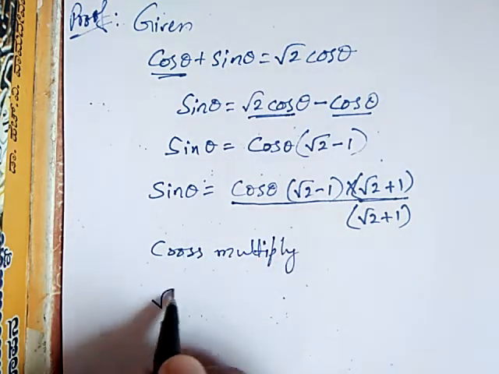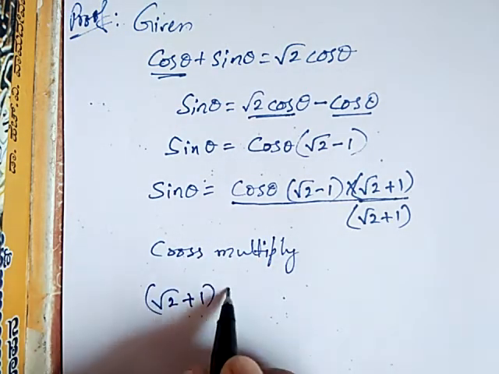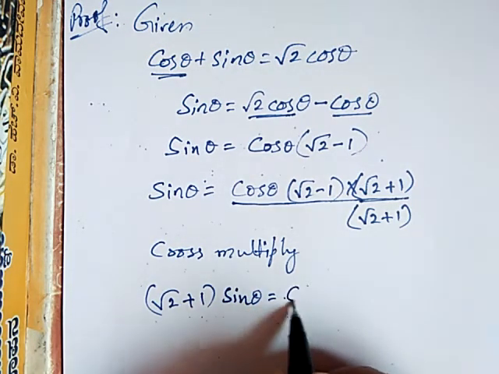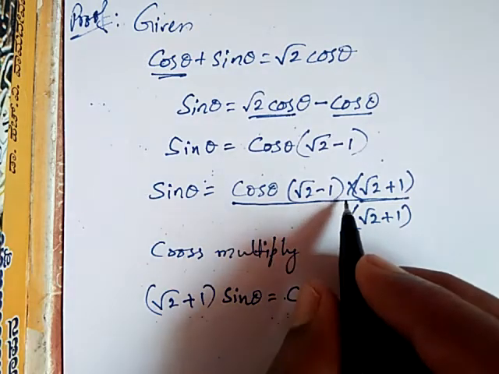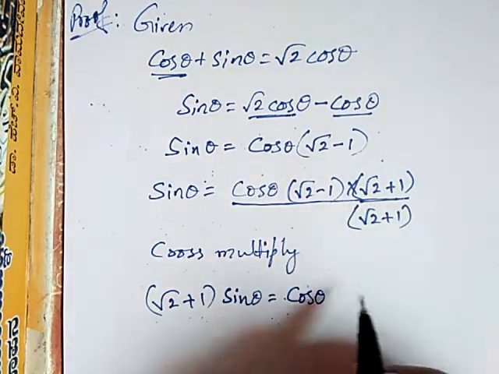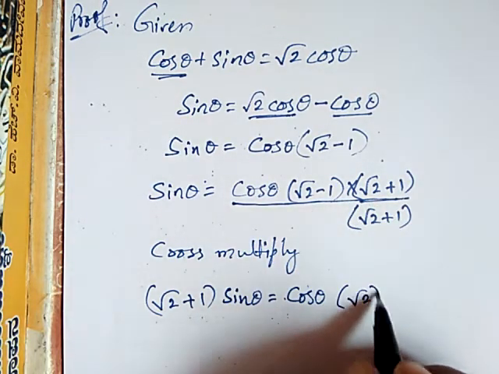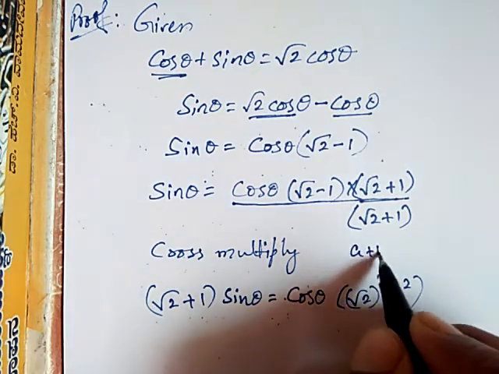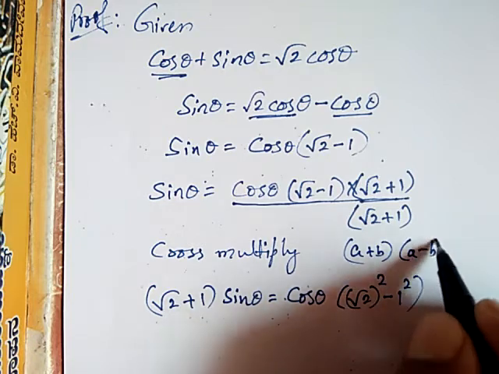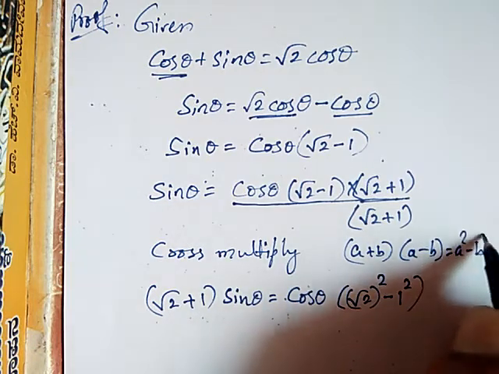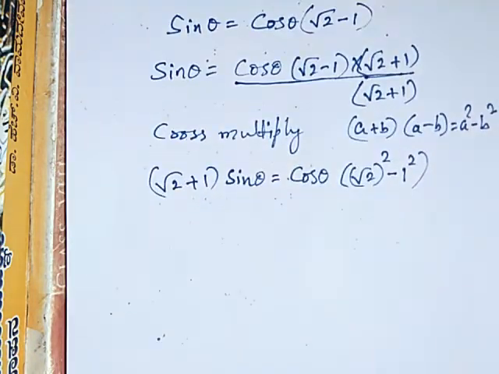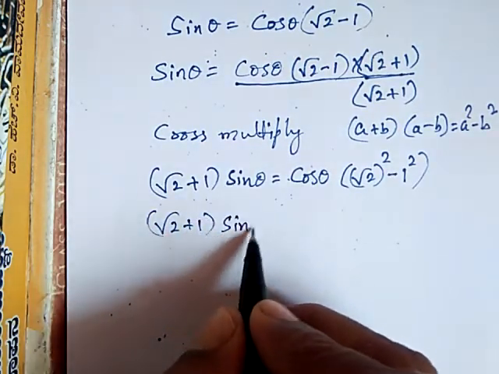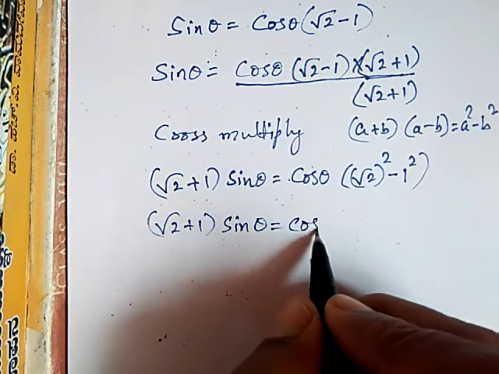so you will get what? Root 2 plus 1 into sin theta, which is equal to what? Cos theta. Here it is root 2 minus 1 times root 2 plus 1, the a plus b, a minus b formula. So this will be root 2 whole square minus 1 square. You can apply here the a plus b, a minus b formula, which is equal to a square minus b square formula. If you make it like this, it will become root 2 plus 1 into sin theta, which is equal to, here it will be cos theta.